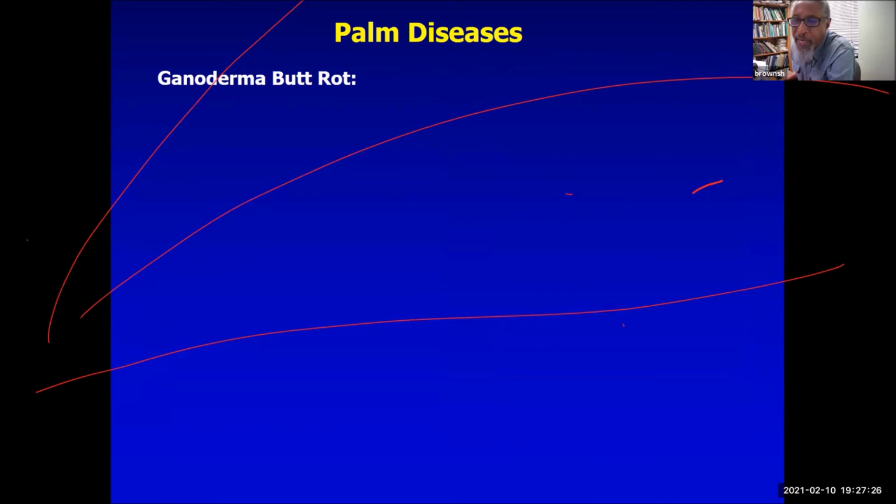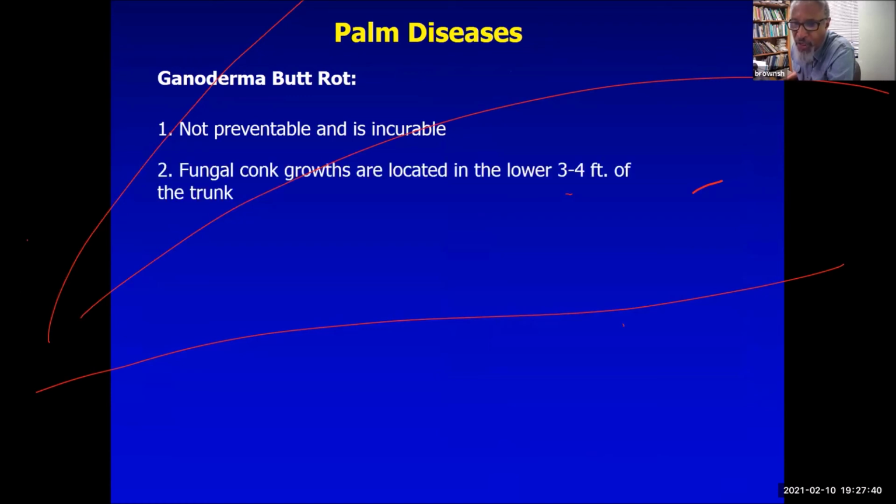So let's look at Ganoderma butt rot. This is a fungal disease. It is not preventable and it is incurable. So once a palm gets Ganoderma butt rot and you see those conks coming out on the bottom 3-4 feet of the trunk, it is a dead palm.